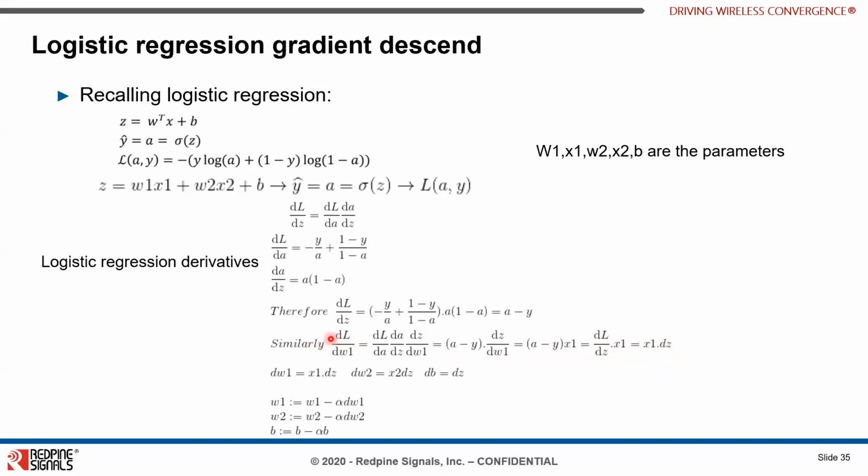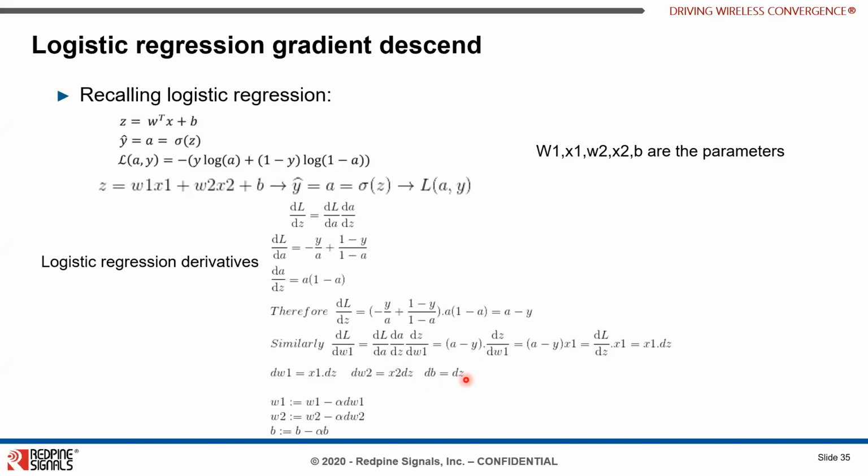That means dL/dw1, I told you that dL/dw1 you can represent simply as dw1. So dw1 finally converges to dw1 equal to x1 into dz. See, dw1 is equal to x1 into dz. Similarly, dw2 will be x2 into dz and db equal to dz. So what do we mean by db? It is actually dL by db, and dz means dL by dz.